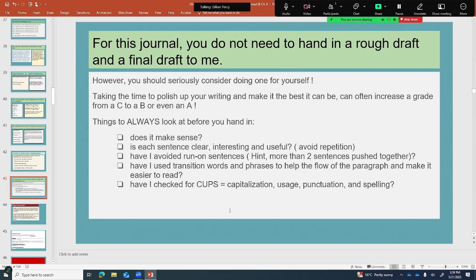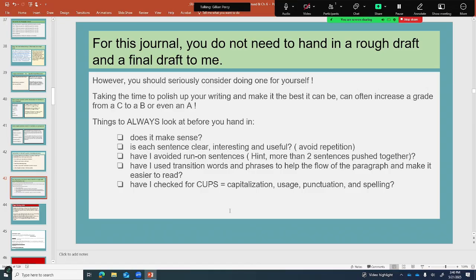Have you used transition words and phrases to help the flow of the paragraph and make it easier to read? If you haven't yet, I honestly encourage you to. I look for them, but also they just make your writing sound so much better and so much more professional. Have I checked for CUPS? CUPS is the acronym for whenever we're editing: capitalization errors, usage errors, punctuation errors, and spelling errors.